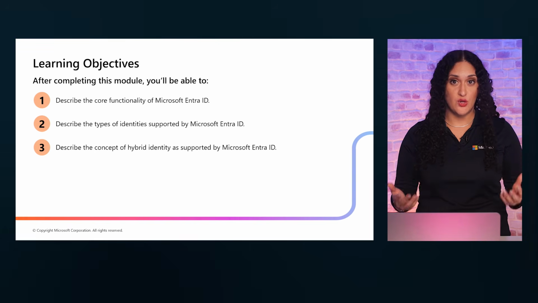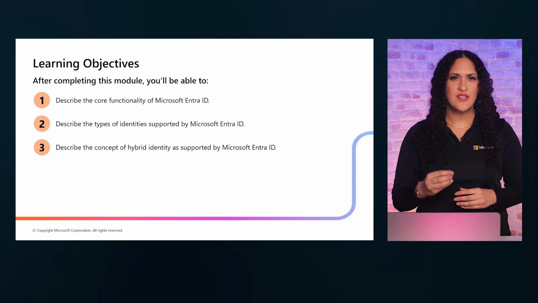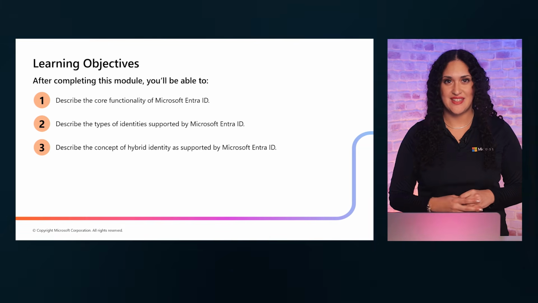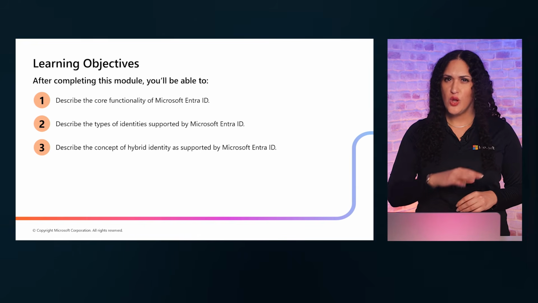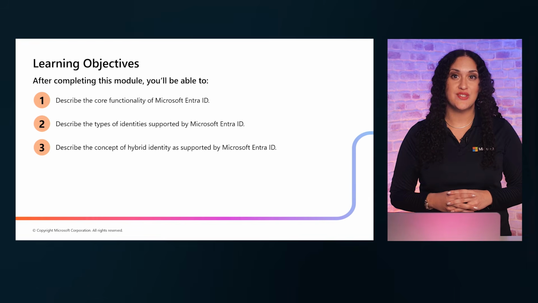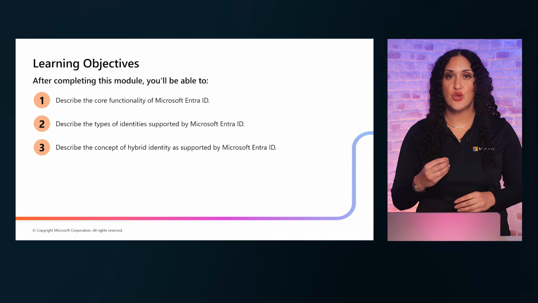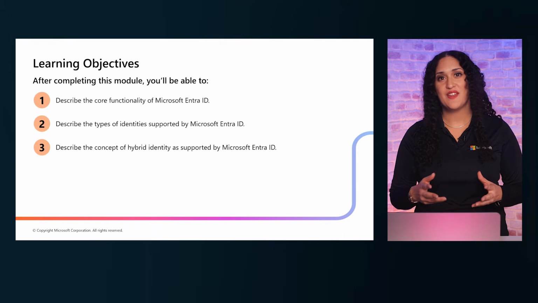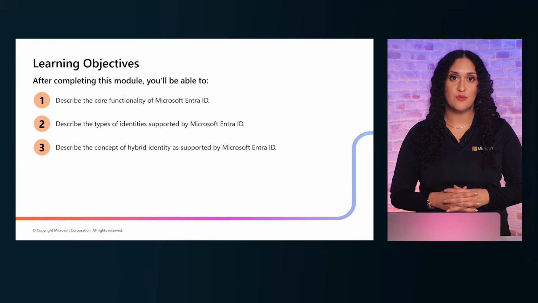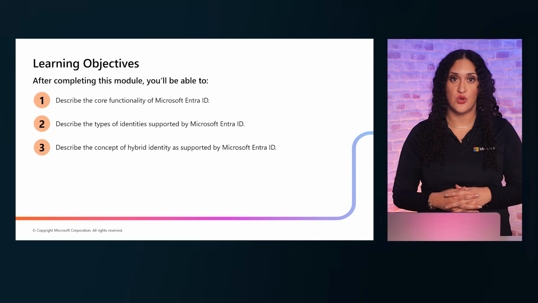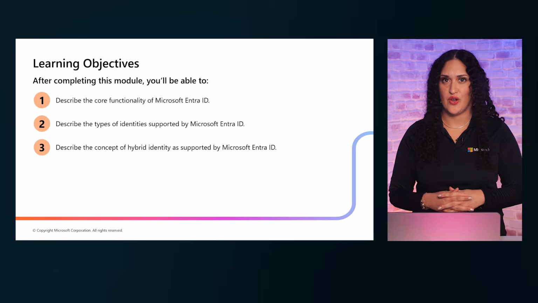We'll focus on what Microsoft Entra ID is, why it's so important in modern organizations, and the different types of identities it supports. You'll also be introduced to the concept of hybrid identity, helping you understand how organizations securely connect on-premises and cloud environments. By the end of this session, you're going to have a clear, practical foundation that makes the more advanced identity access and security topics much easier to follow.